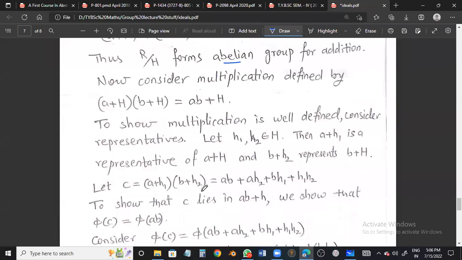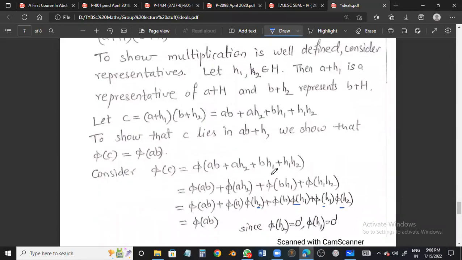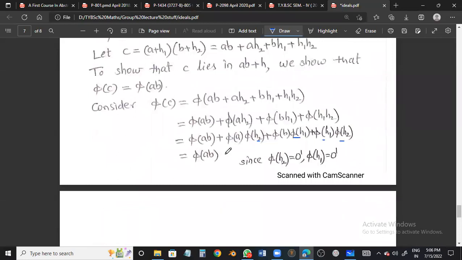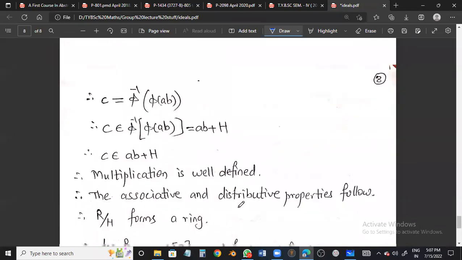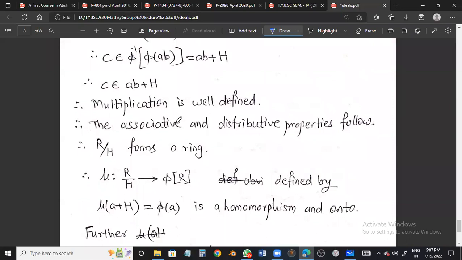We cannot directly talk about set into set. We have to go element-wise, and that is what we have shown. Instead of dealing with the sets, we have taken a representative element, multiplied, applied phi on it, and reached the result that C belongs to this coset. It means multiplication is well defined. Now the associative and distributive properties follow because it is just a part of your R'. So R upon H forms a ring.